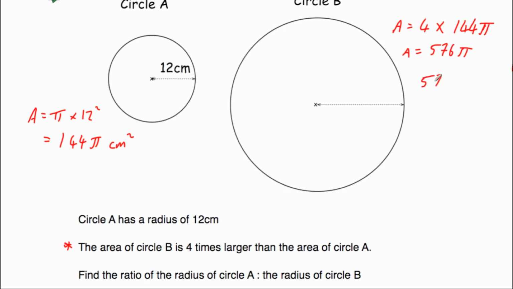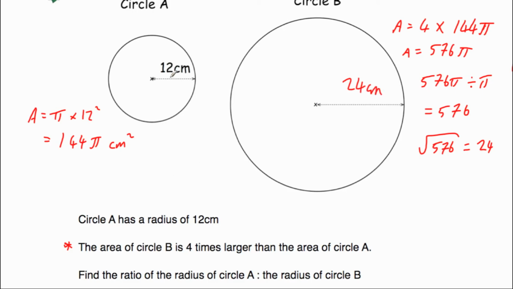So if we take our 576 pi and divide it by pi, that will tell us whatever we get when we square the radius, which would be equal to 576. Now we just need to square root 576, and that would tell us the radius. So the square root of 576 is equal to 24. So the radius of this circle is equal to 24 centimeters.